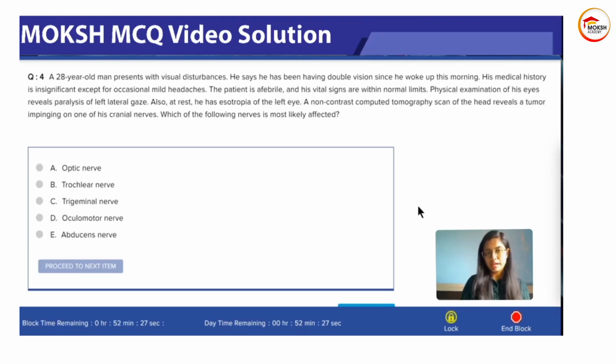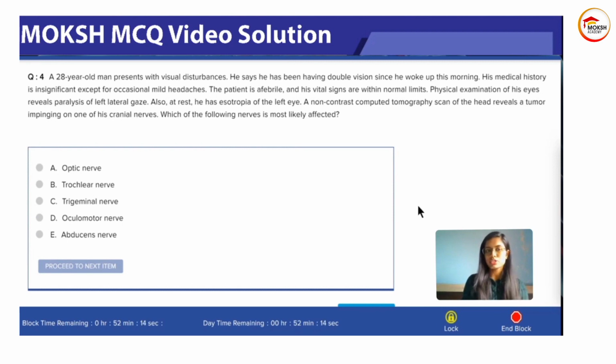A 28-year-old man presents with visual disturbances. He says he has been having double vision since he woke up this morning. His medical history is insignificant except for occasional mild headaches. Patient is afebrile and his vital signs are within normal limits.